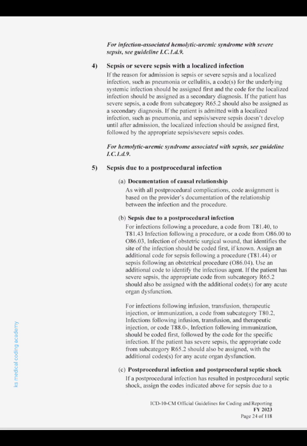If the patient is admitted with a localized infection, such as pneumonia, and sepsis, severe sepsis doesn't develop until after admission, the localized infection should be assigned first, followed by the appropriate sepsis, severe sepsis codes.